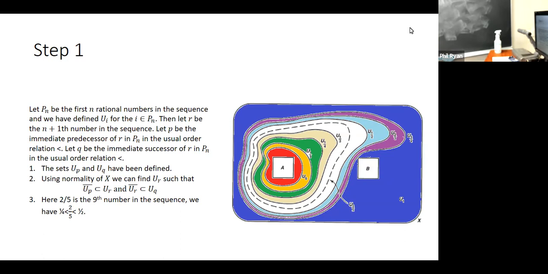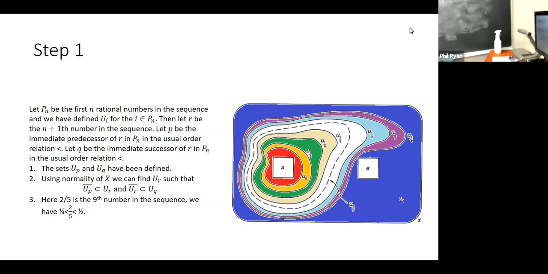Okay, so if we let Pn be the first n rational numbers in the sequence, so notice we could have used a different sequence, of course. And in fact, we don't need to use the rational numbers. We could use any countable dense set. So let's say for the first n rational numbers, we've found our U_i for each of those. And let's call R the next number in the sequence.